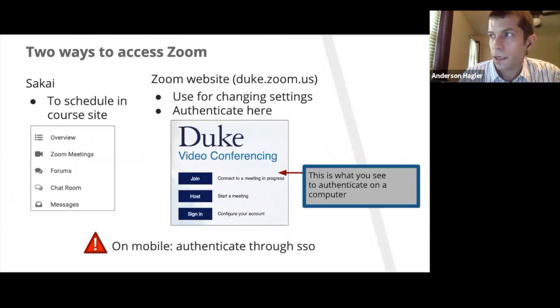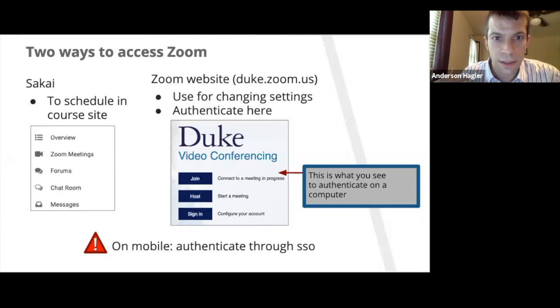So you have two ways to access Zoom, and this could be a potential point of confusion, so we're addressing it now. If you look on the right side of the screen, where there's the arrow and it says this is what you see to authenticate on a computer, that is from the duke.zoom.us website. And you log into there, and because Duke has paid Zoom for a subscription, there are several additional options that you can activate to use in your Zoom lessons.